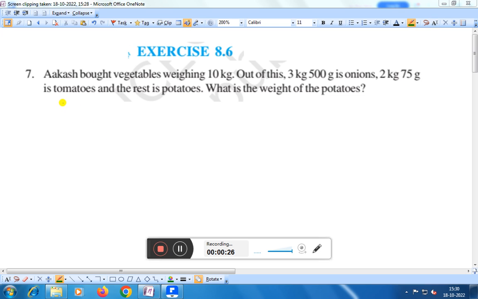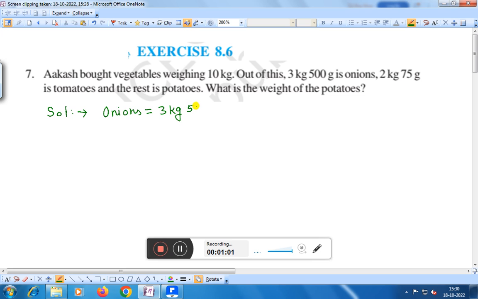Let us take onions. Onions is equal to 3 kg 500 gram. You have to change it to the same unit. You have to change this into kg. Let us change into kg.